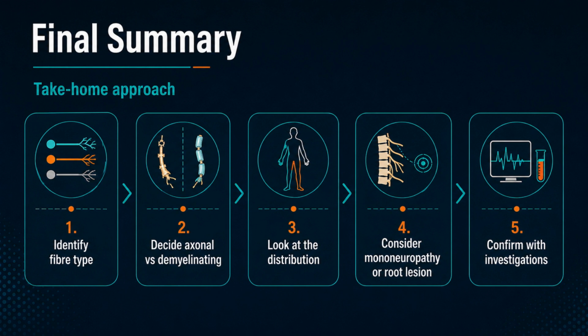The key to nerve localization is pattern recognition. First, identify whether the symptoms are motor, sensory, autonomic, or mixed. Then decide whether the neuropathy is likely axonal or demyelinating. If it does not fit into these types, then consider mononeuropathy or root disease, and confirm the pattern with appropriate investigations.